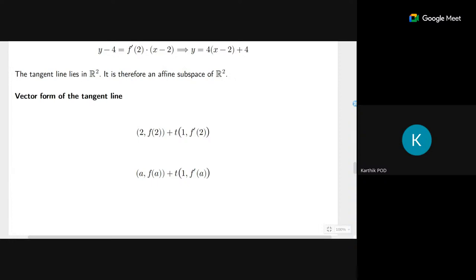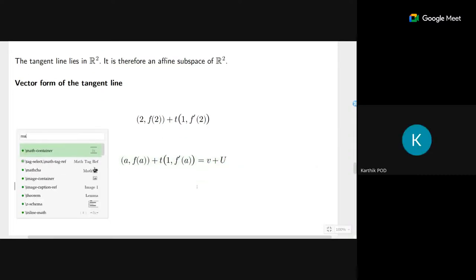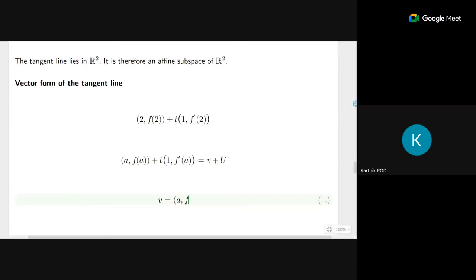Right, the one is fixed. So, in fact, L is of the form V plus U, an affine subspace. L is on the L-axis. You can say V is (a, f(a)), and that U, the underlying subspace, is this. Exactly, right? Yeah, this is correct. This is the V plus U form, where V is (a, f(a)) and U is the span of (1, f'(a)).